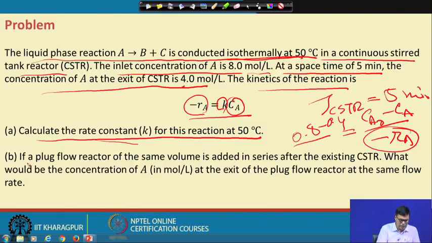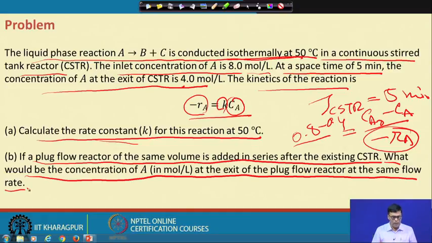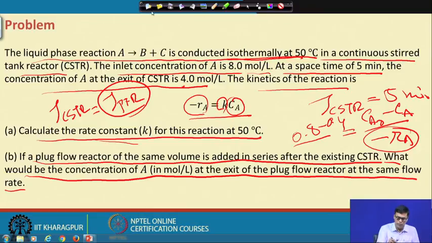Now, the next part is, if a plug flow reactor of the same volume is added in series after the existing CSTR, what will be the concentration of A at the exit of the plug flow reactor? Here I want to state only one thing: since it is connected with the same volume and same flow rate, I can assume tau CSTR is equal to tau plug flow reactor. So, we only have to find out the concentration of the substrate at the exit stream from the plug flow reactor. This is the problem.